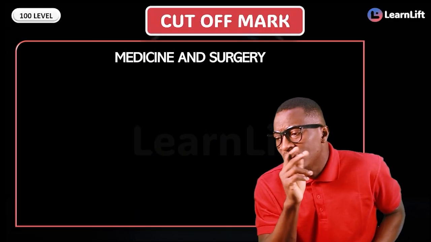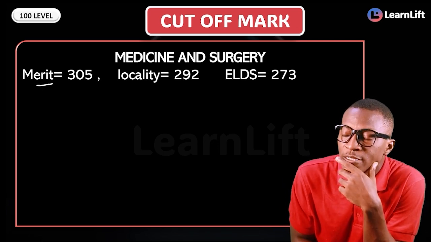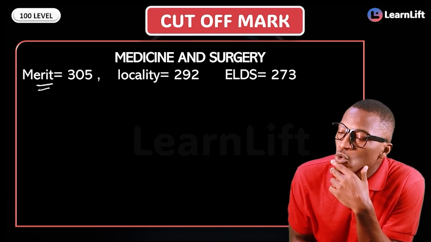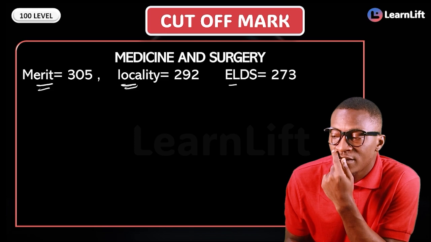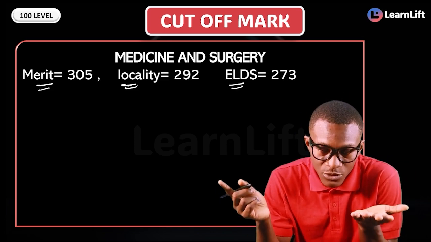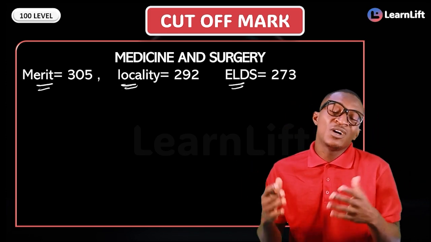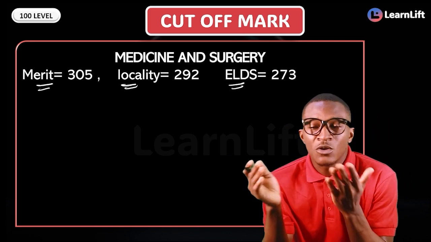In this particular year, for medicine and surgery, there are 3 things. Number 1, we have what we call merit base. Number 2, we have locality base, and number 3, we have ELDS. ELDS stands for education-led developmental states. These are states that we are pushing to go to school. They don't really go to school, so they call them ELDS.